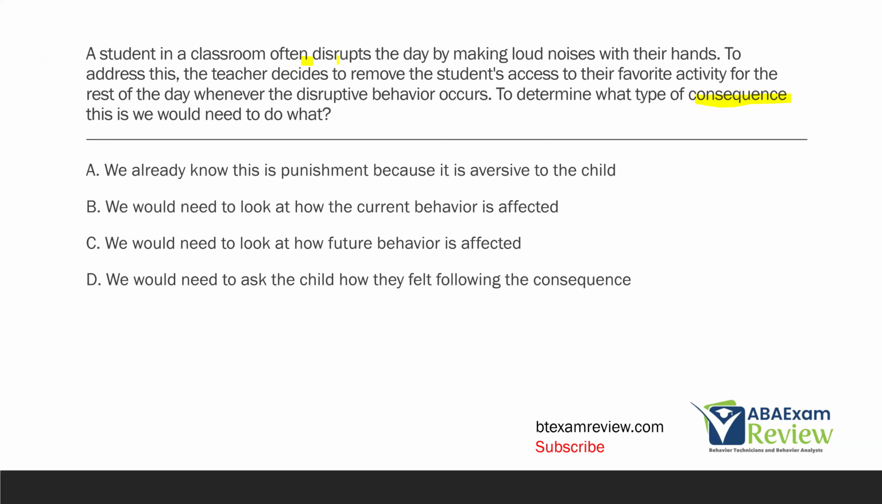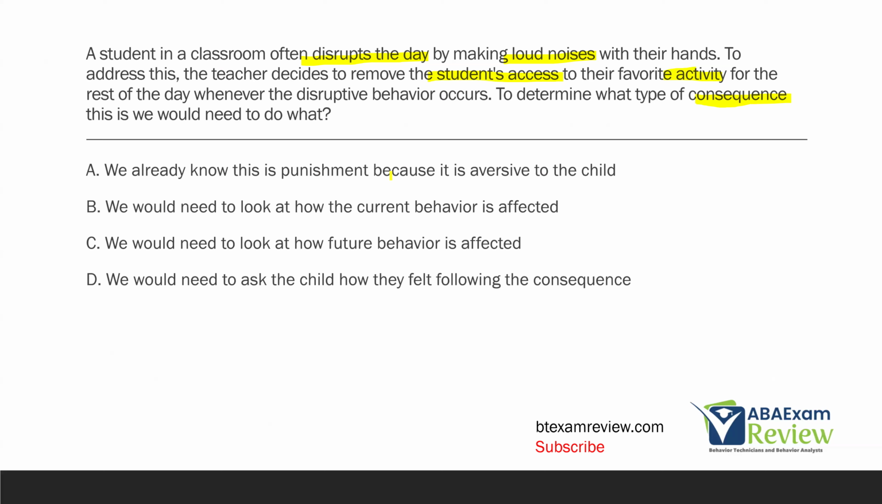If you have a student that is disrupting the day with loud noises, and as a consequence, the teacher removes the student's access to their favorite activity, how do we know what type of consequence that is? How do we know the removal, what it does to the behavior? Well, we have to look. And in order to identify the consequence, we need to know how it affects the behavior. So A, we already know this is punishment because it is aversive to the child. That's not how we determine the consequence. For all we know, the disruptive behavior is continuing even after access is lost. And in that case, it's not punishment because it's not decreasing anything. You've got to look at the behavior change, not just what we're doing.